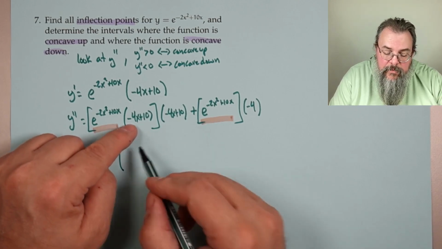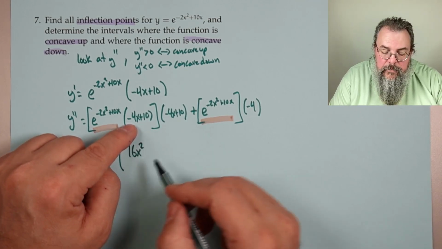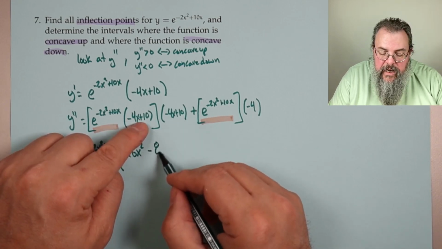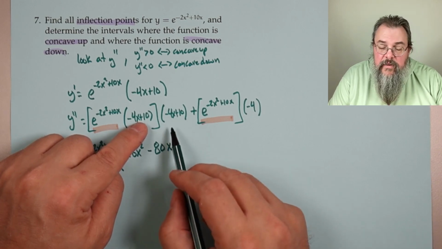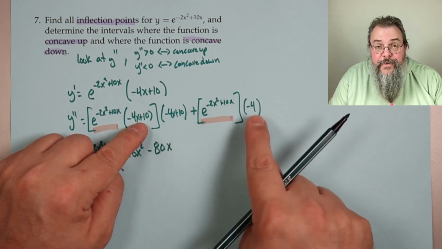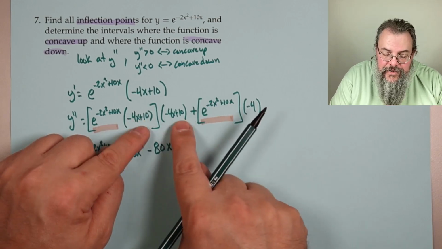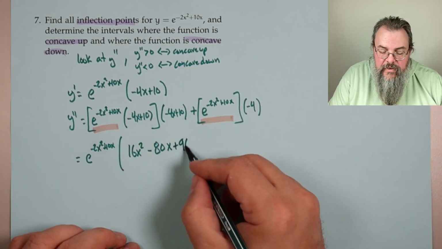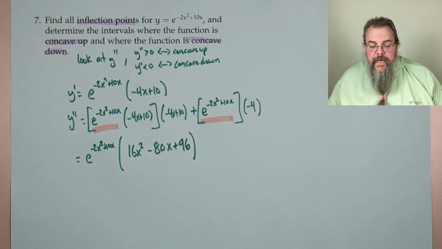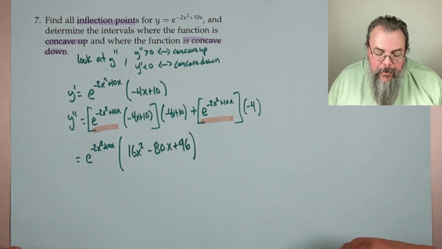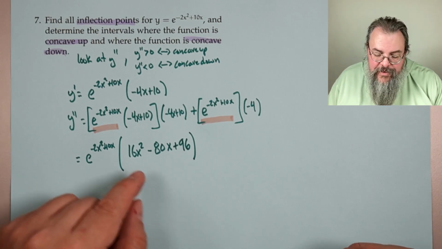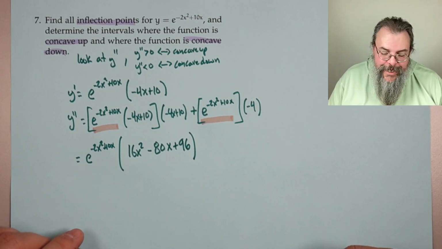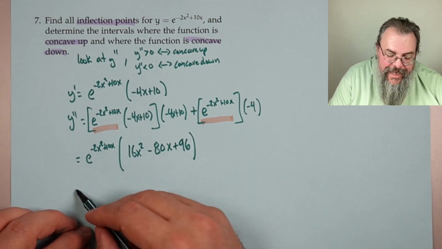Okay, so minus 4x times minus 4x, that's 16x squared. Then we have minus 40x, so that's a total of minus 80x. Then 10 times 10 is 100. But don't forget, you're also subtracting 4. So it's 100 minus 4, making it plus 96. Okay, now we look at these numbers and say, do these numbers have anything in common? They all have 16 in common. So we'll factor the 16 out.